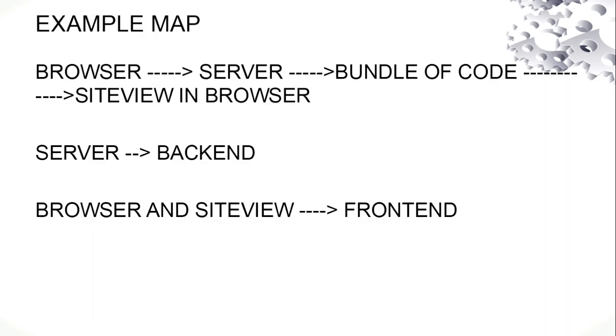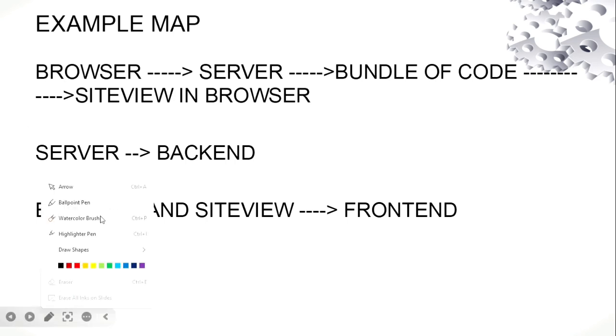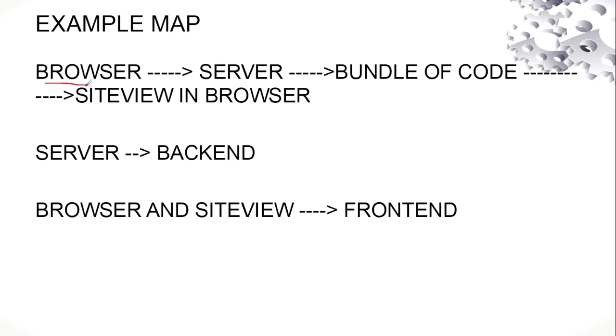Now let's see it more clearly with an example map. Let me use a pen to make it more clear for you. Suppose you go to the browser, okay, you type Amazon.in. So now what next happens? The browser will send a request to the Amazon.in backend server. What next happens? The backend server will receive the request from the browser.